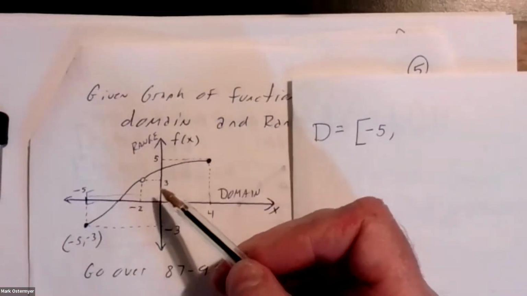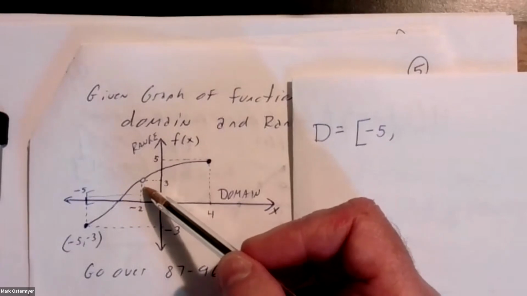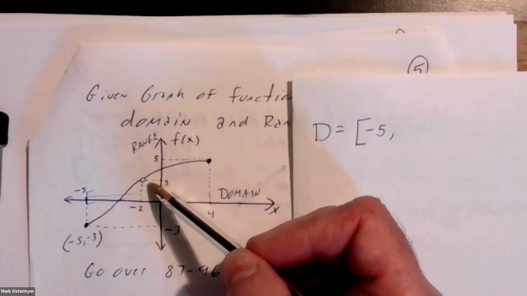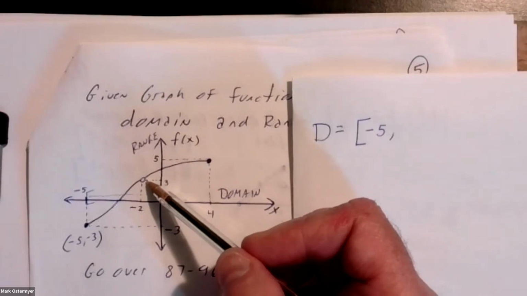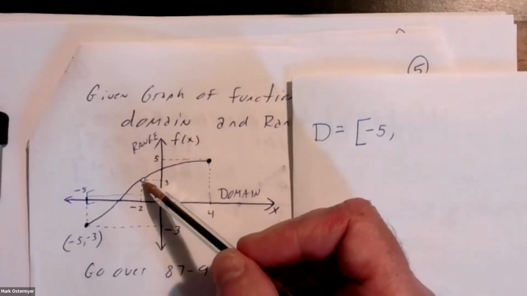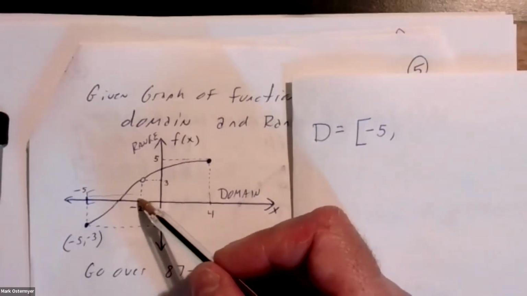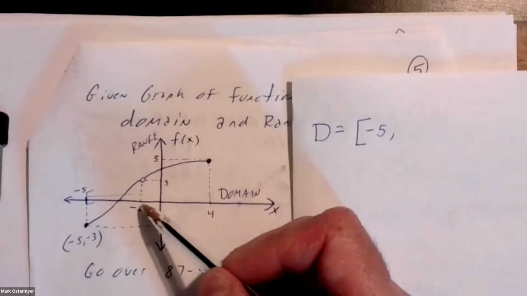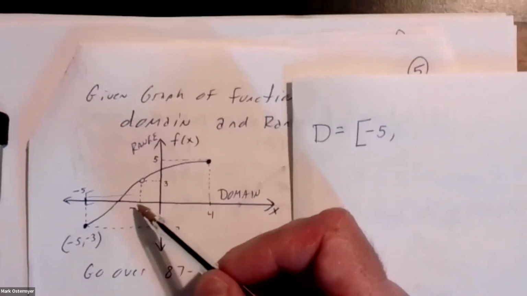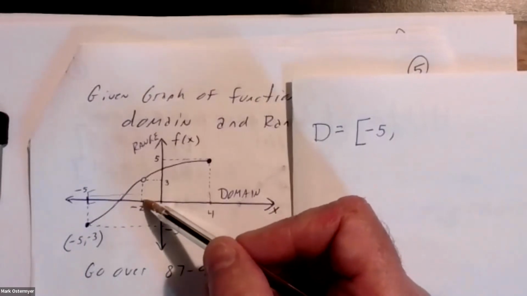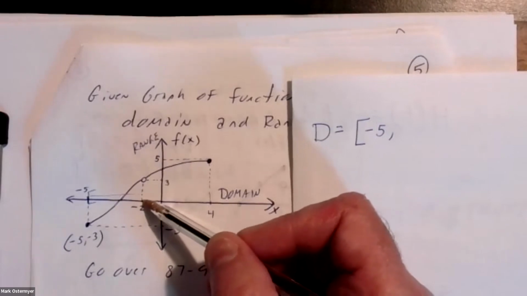Is -2 going to be found in the domain? The answer is no, because we have an open circle here. This point, -2, 3, is not actually a point that lies on the graph. It's not on the graph. We can get infinitesimally close to -2 from the left. -2.01 is pretty close. -2.001 is even closer. -2.00001 is even closer. -2.00000000001 is even closer. How close can I get to -2?